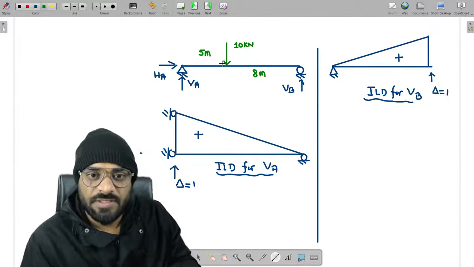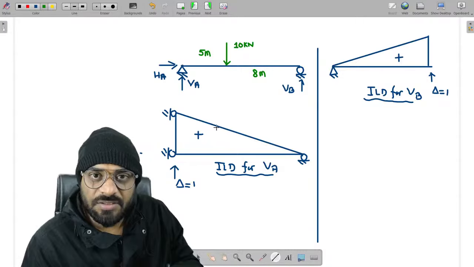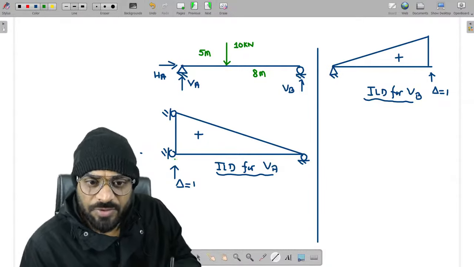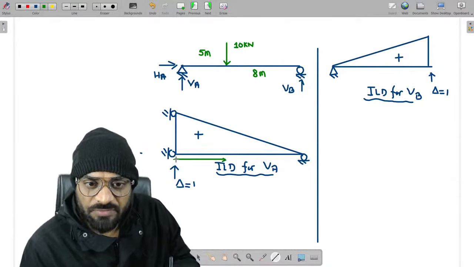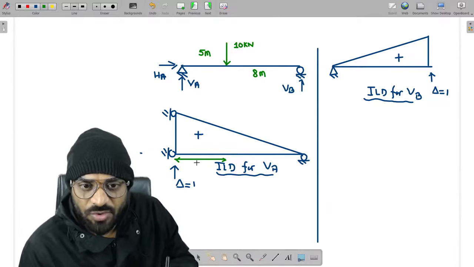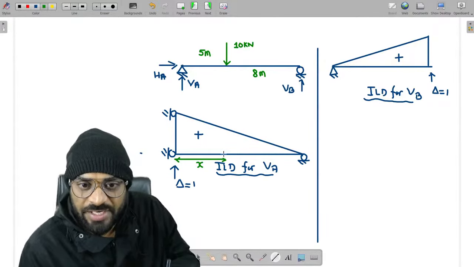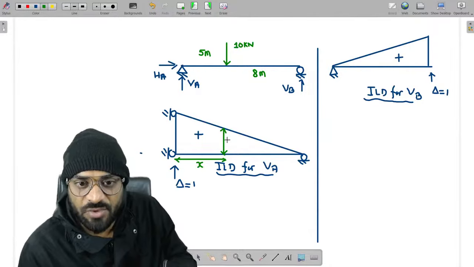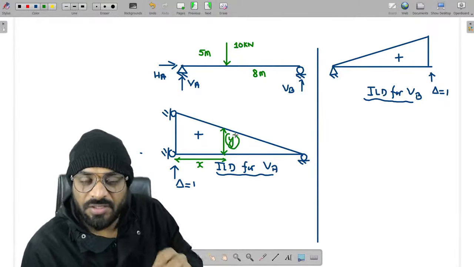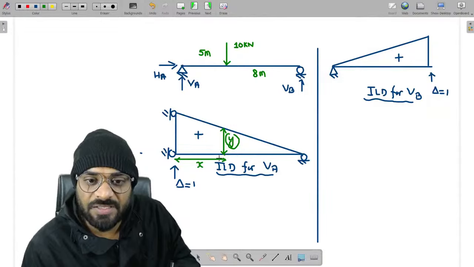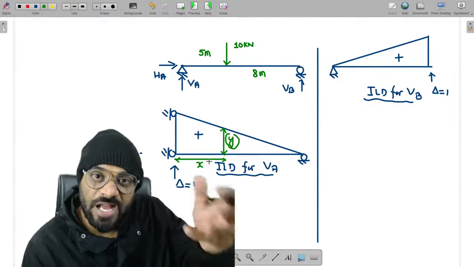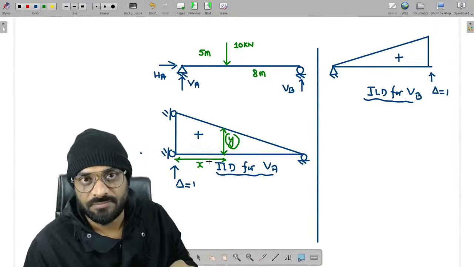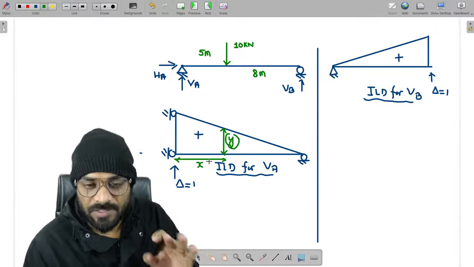Listen, guys. As per the ILD, let us suppose you have a distance x, if you mark over here, then the ordinate which we are representing is basically the reaction value of VA when the unit load is placed at this particular distance x on the actual structure. Getting a point? Listen once again.